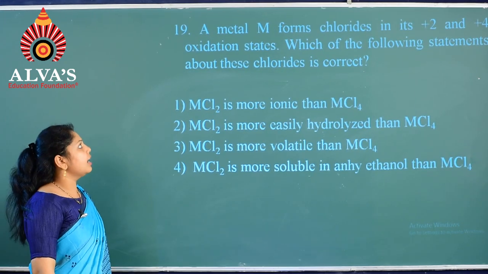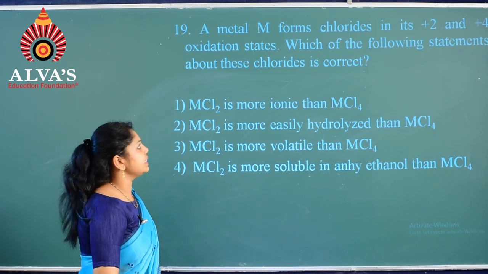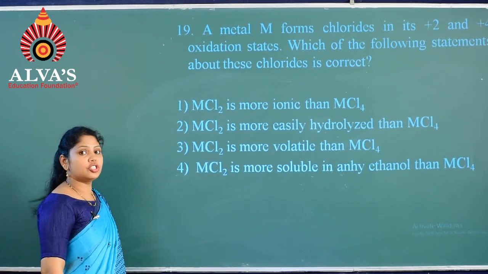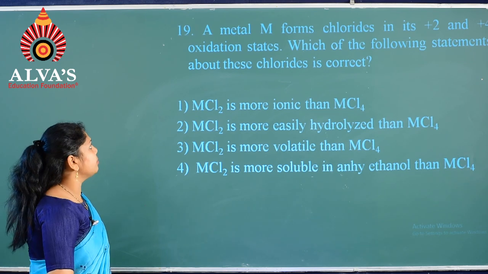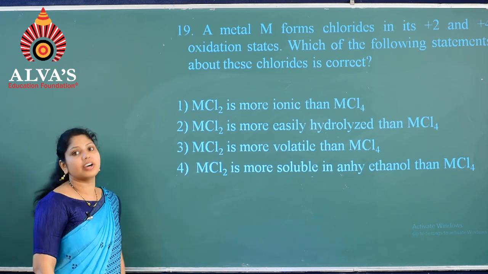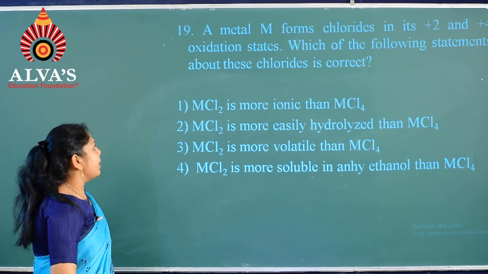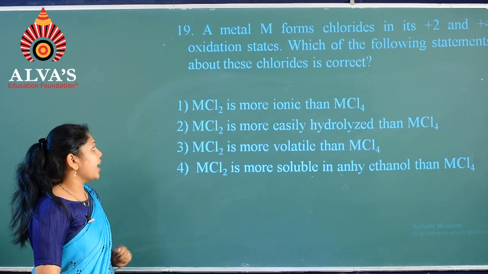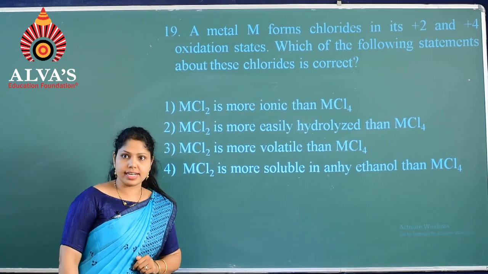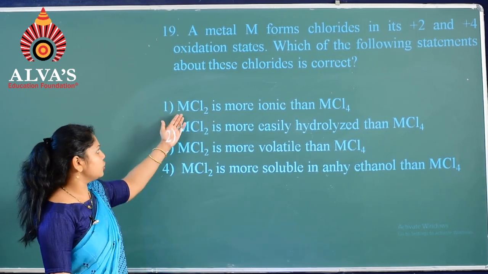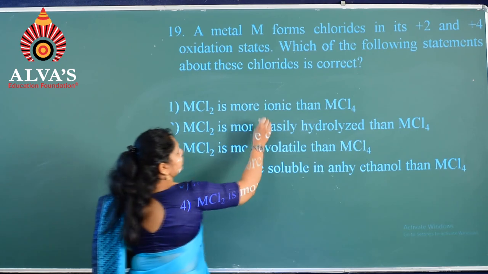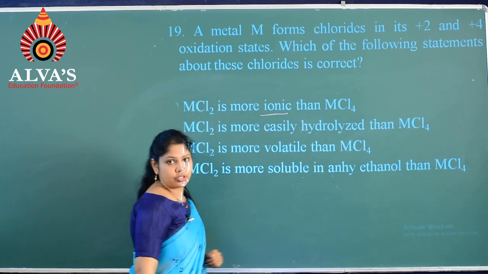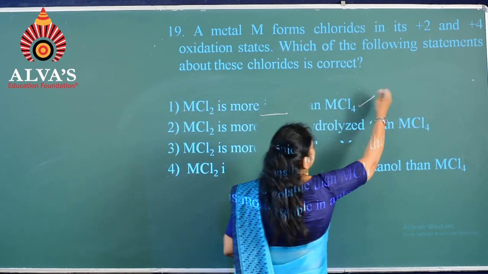Question number 19. A metal M forms chlorides in its +2 and +4 oxidation states. Which of the following statements about these chlorides is correct? Option number 1, MCl2 is more ionic than MCl4. According to Fajans' rule, a metal in a lower oxidation state is more ionic than in a higher oxidation state. Hence, statement 1 is correct.